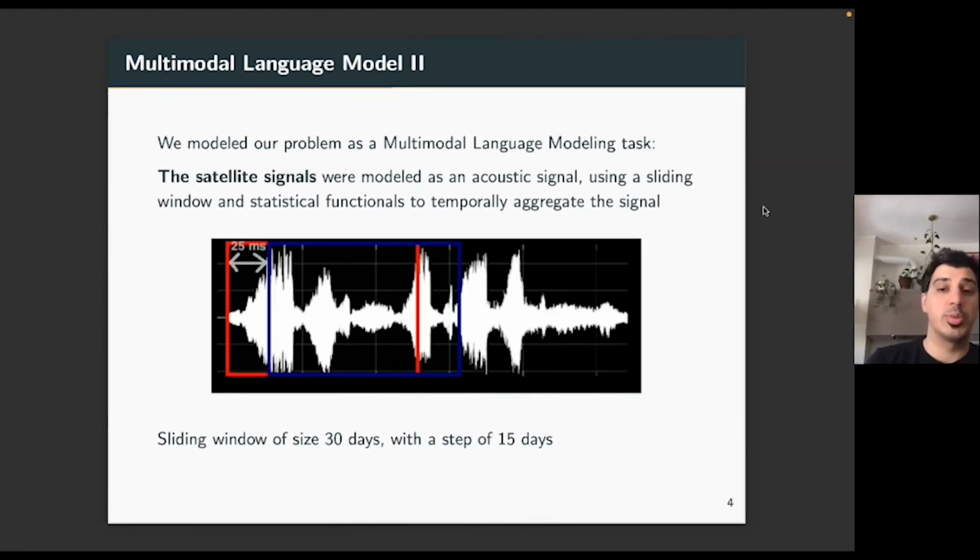We modeled the Earth observation signals, the satellite signals, as acoustic signals. We used a sliding window of size 30 days, and we made it move with a step of 15 days. Then on each sliding window, we use statistical functionals to temporally aggregate the signals, like the mean, the median, the variance, the min, the max, etc.